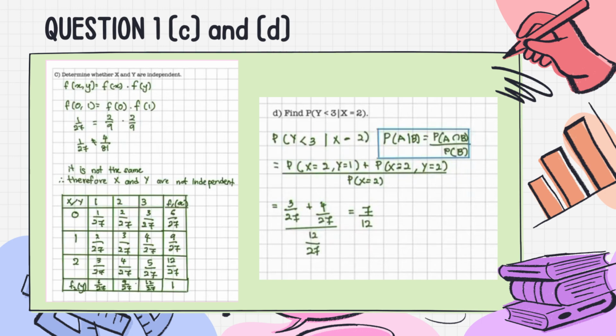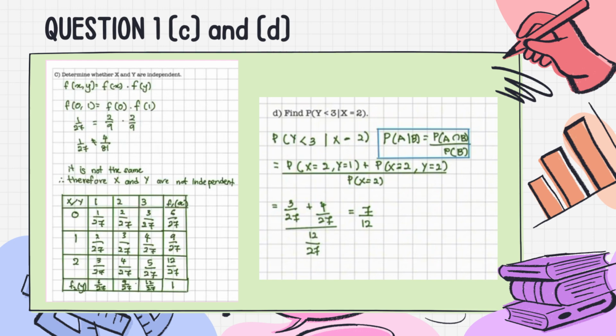Next, we find the conditional probability that y is less than 3 given that x equals 2. By definition, conditional probability is given by probability of both events divided by the probability of the given event. In this case, y less than 3 means y can take the values 1 or 2. Therefore, we sum the joint probabilities when x equals 2 and y equals 1, and when x equals 2 and y equals 2. From the joint distribution, these probabilities are 3 over 27 and 4 over 27.